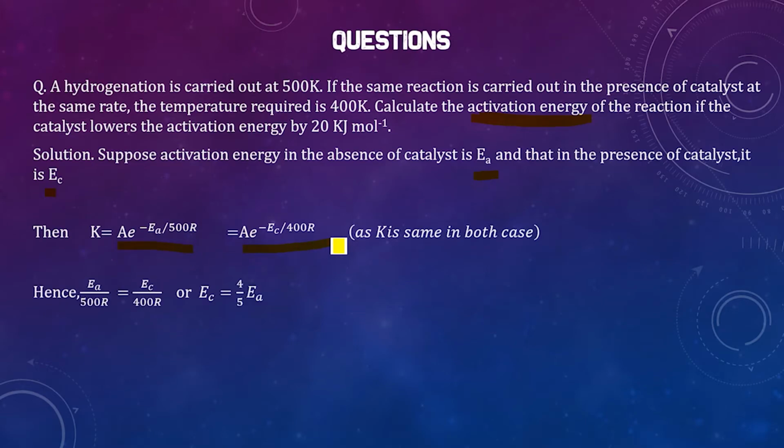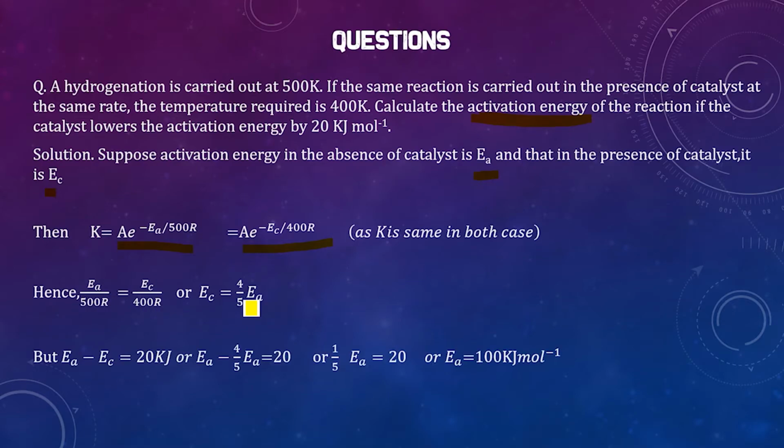Now what next? You can do equation 1 upon equation 2 and solve it. The bases are the same, so we can make the powers the same. So Ea upon 500 R is equal to Ec upon 400 R. Now Ec you got as 4 by 5 Ea. Solve it. You will get it like this.